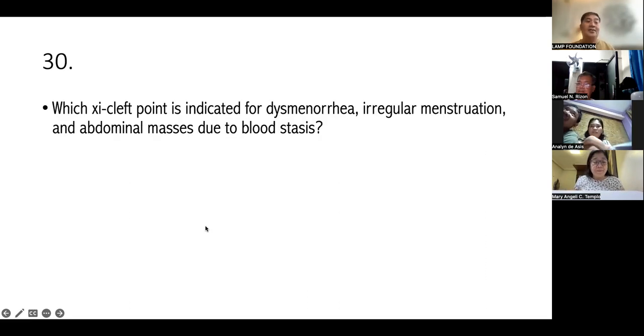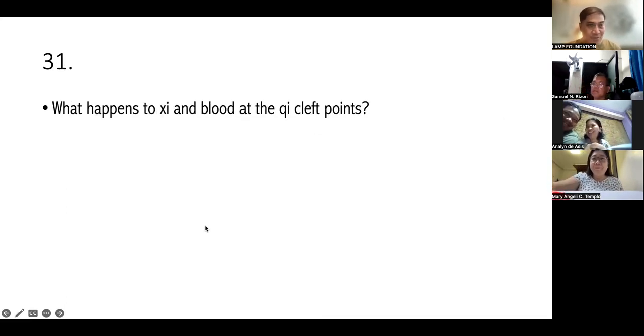And finally, which Xi Cleft point is indicated for dysmenorrhea, irregular menstruation, and abdominal masses due to blood stasis? It's spleen 8 po. Okay, maraming salamat po, doktora. Thank you, Doc. Ang galing niyo. Okay. Salamat. Sana all. Thank you po. Thanks, no. Thank you so much.